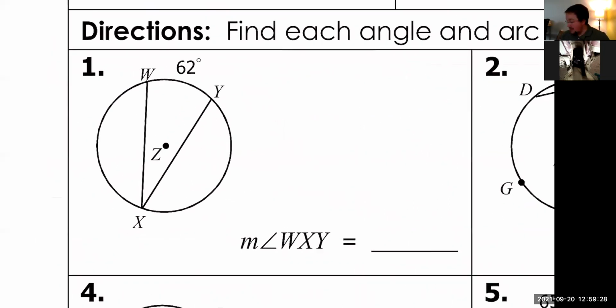Here we're looking for the measure of angle WXY. What I do know is that it's intercepting arc WY, which has a measure of 62 degrees. What would be the measure of the inscribed angle? Careful. The inscribed angle is half the measure of the arc. So it would be 31 here. I think you went the opposite direction. Yeah. So the angle is smaller than the arc, half as much.